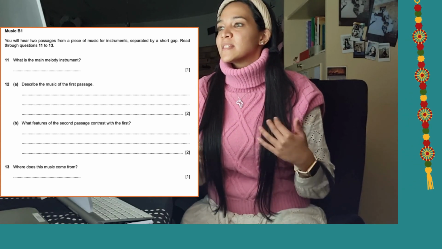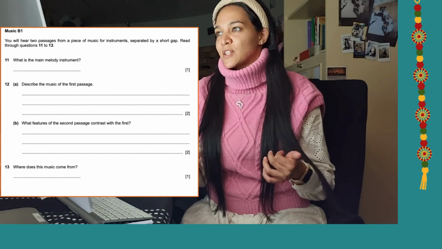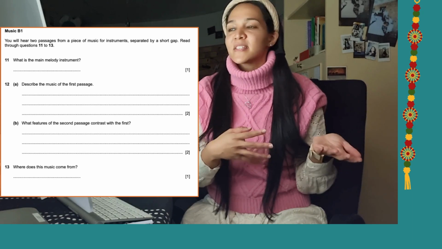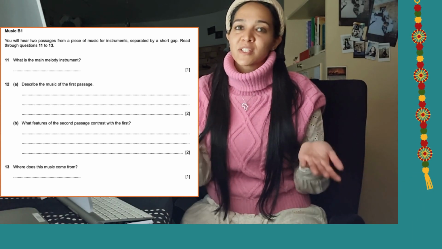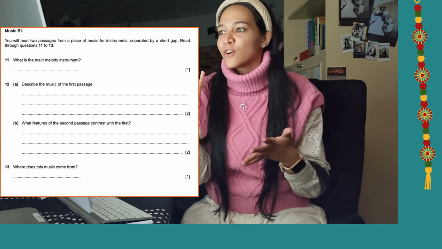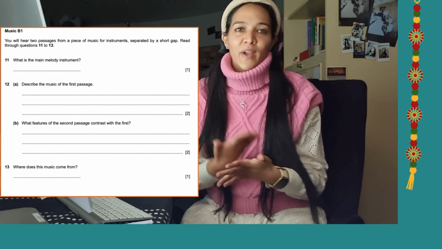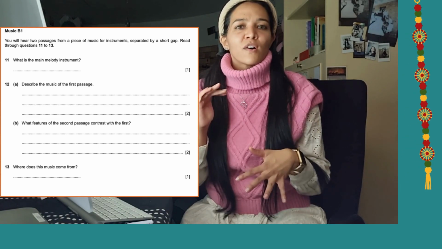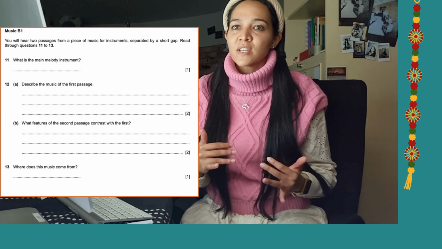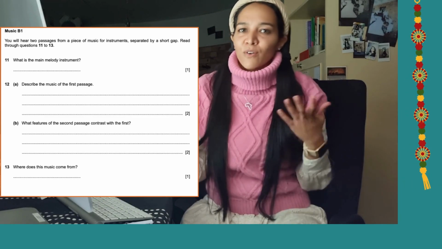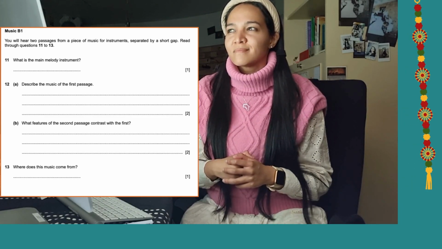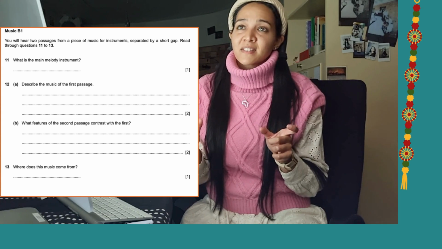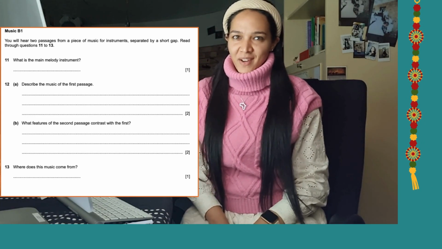Then they ask afterwards, what features of the second passage contrast with the first? Of course the second passage is after that short gap. Okay, last question. From where does this music come? And we don't need to give a reason for our answer. Interestingly, we are asked more comprehension style questions here, which is more high end than ticking a box. We're without a skeleton score, but they do give us 2 short extracts. So let's go ahead and listen to our extract.